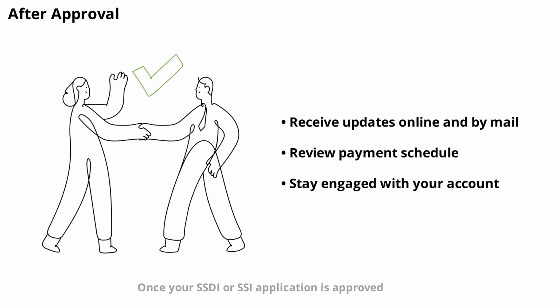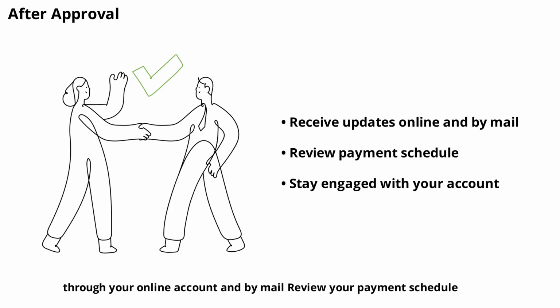Next, let's talk about what to expect after your application is approved. Once your SSDI or SSI application is approved, you'll receive regular updates about your benefits through your online account and by mail. Review your payment schedule, set up direct deposit, and keep your information up to date. If you have questions about your benefits, use the resources available in your account or contact the SSA. Staying engaged ensures you get the most out of your benefits.